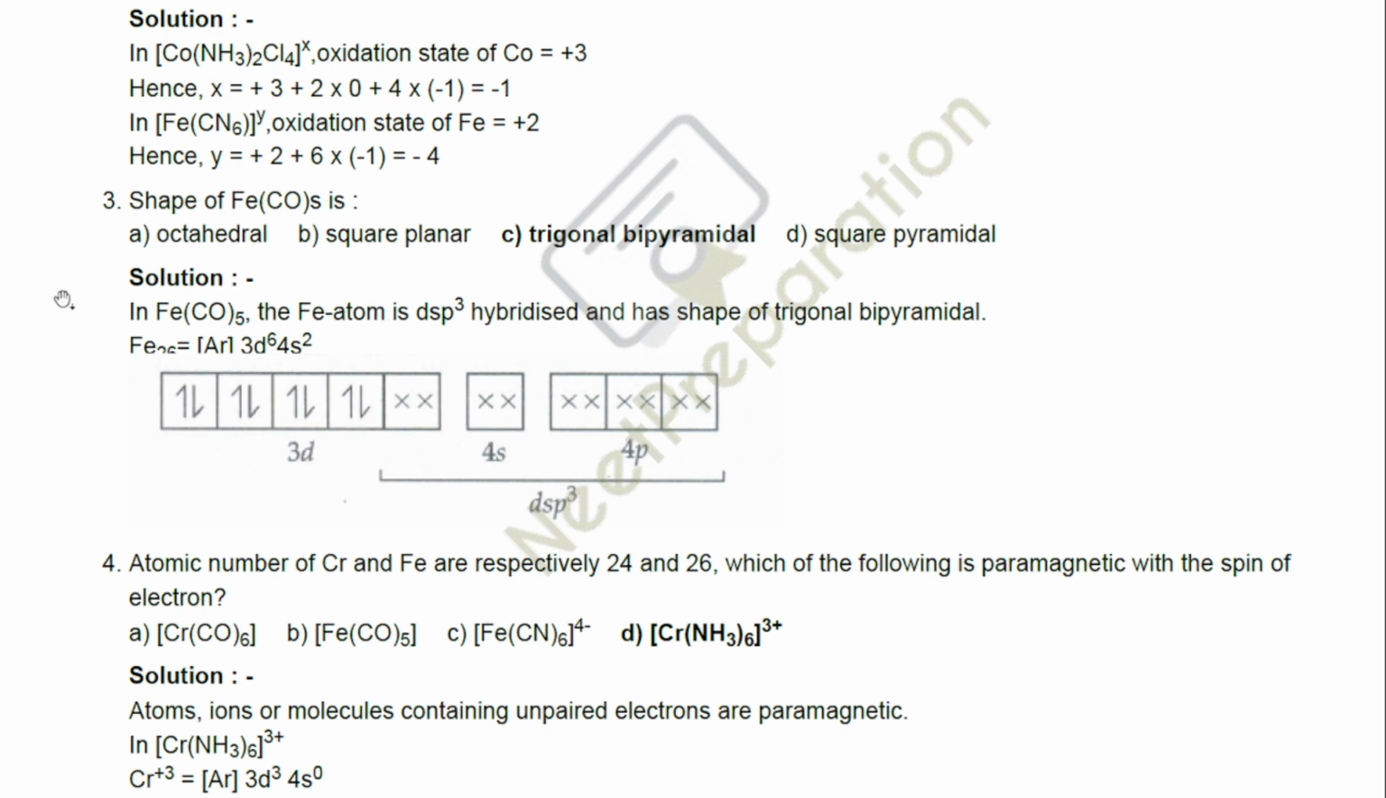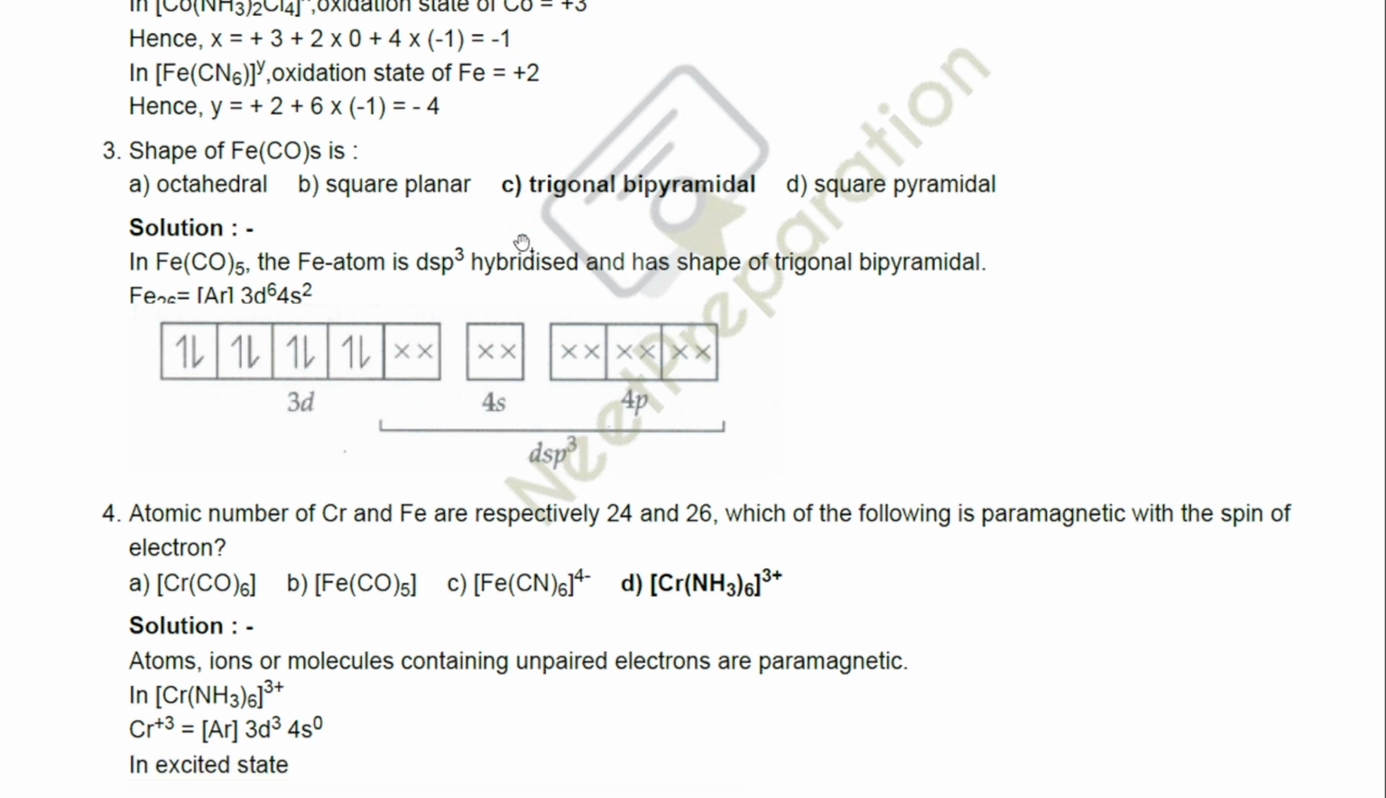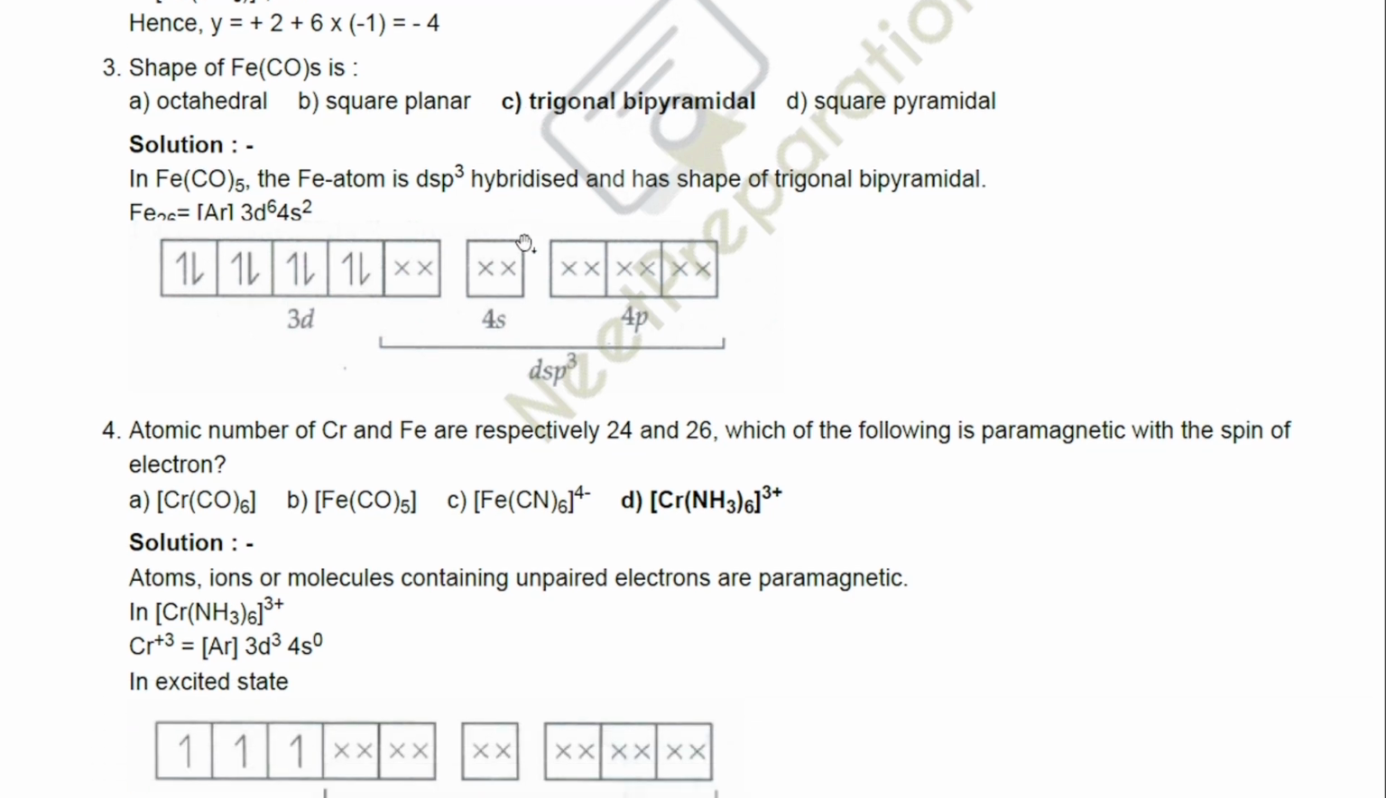For example, question number 3, shape of Fe(CO)5. This is the given question. Four options are given. Of these four options, the correct answer is option C. You have to shade in your OMR sheet question number 3, option C. While you are shading, you have to use a black or blue color ballpoint pen only.